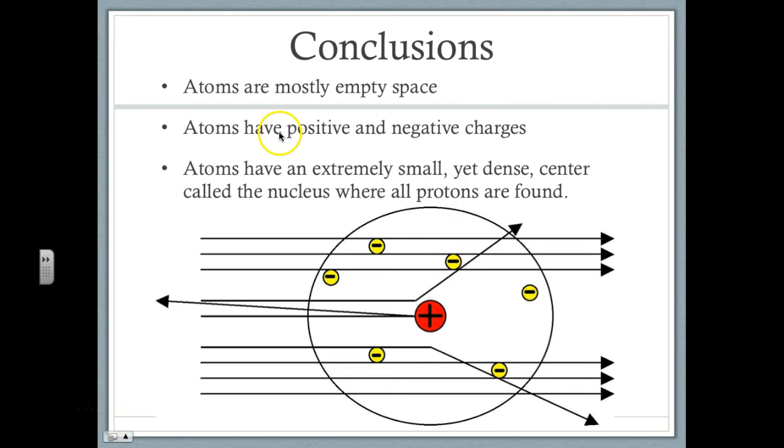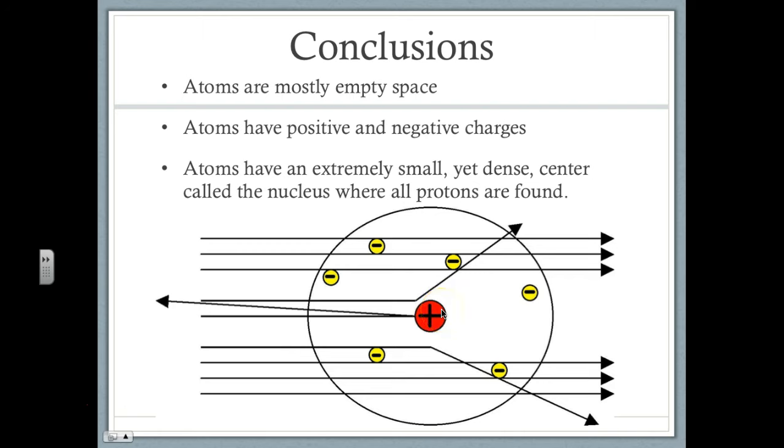Some of the particles veered slightly because of the positive and negative charges. Again, you have this alpha particle here, it gets close to a positive charge and it's going to repel, and so it's going to veer off at a slight angle. Or it gets attracted to the electrons and again, veers off at a slight angle. But what set Rutherford apart from everyone else, what explained the reason why some of these alpha particles bounced straight off the gold foil, was because atoms have an extremely small, yet very, very dense center called the nucleus. These are where all the protons are located. So all the protons are located in the nucleus.